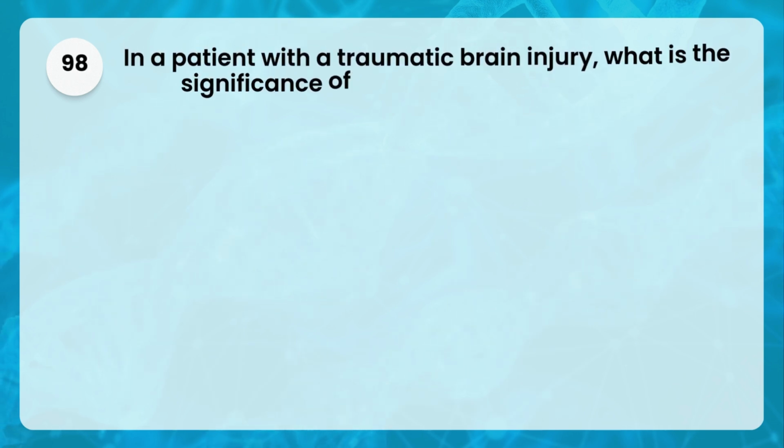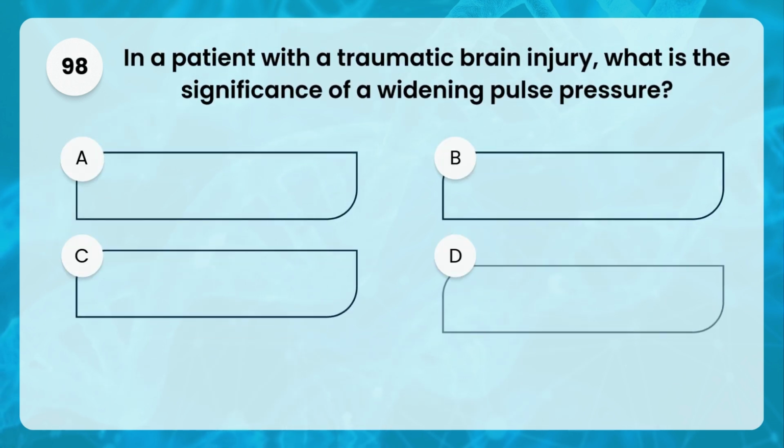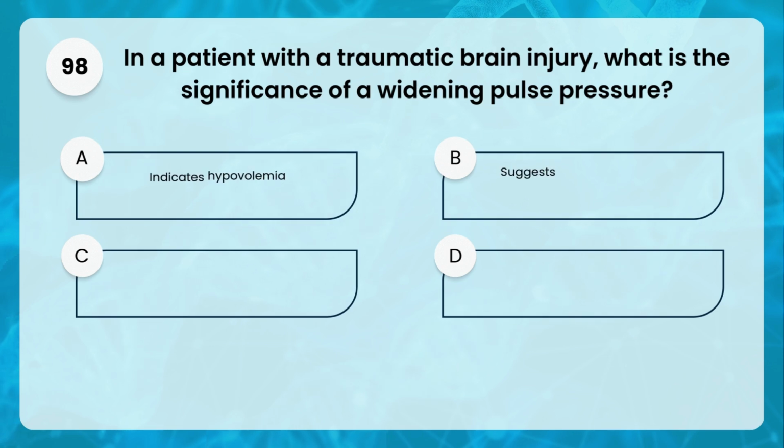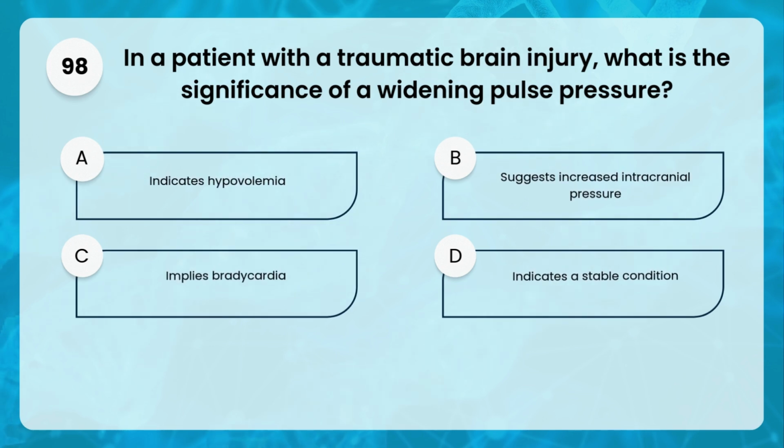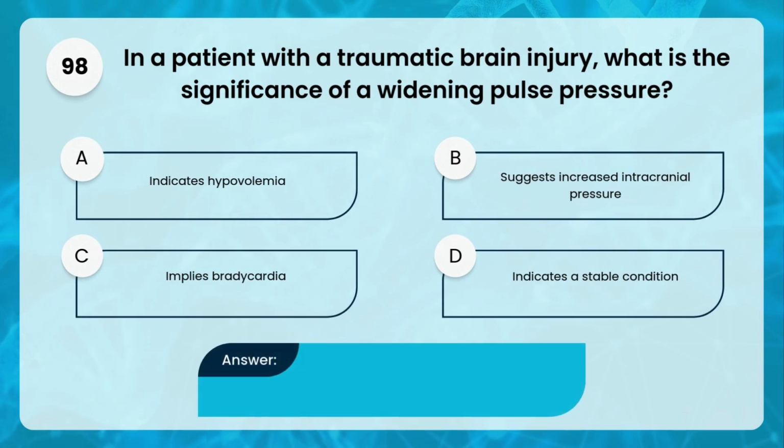98. In a patient with a traumatic brain injury, what is the significance of a widening pulse pressure? A. Indicates hypovolemia. B. Suggests increased intracranial pressure. C. Implies bradycardia. D. Indicates a stable condition. The answer is B. Suggests increased intracranial pressure.